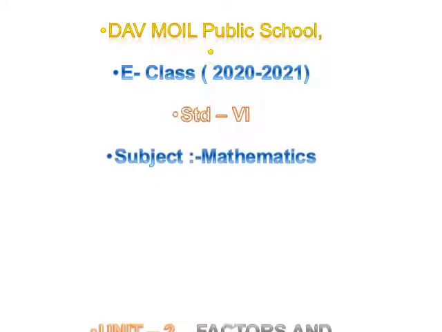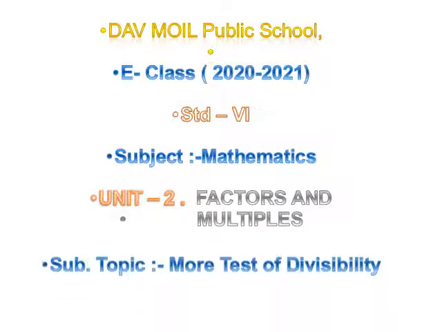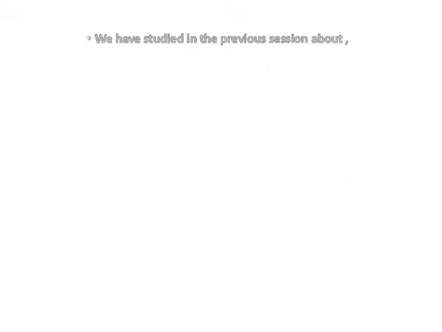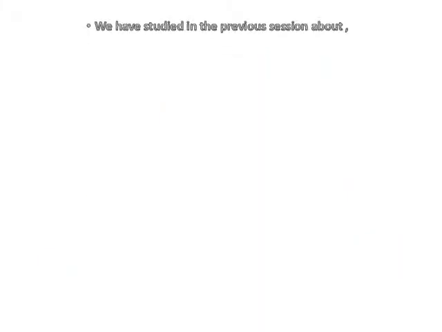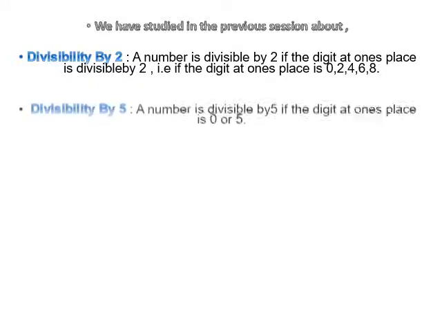Today in the lesson Factors and Multiples we are going to discuss more tests of divisibility. We have studied in the previous session about divisibility by 2. A number is divisible by 2 if the digit at one's place is divisible by 2, that is, if the digit at one's place is 0, 2, 4, 6 or 8.